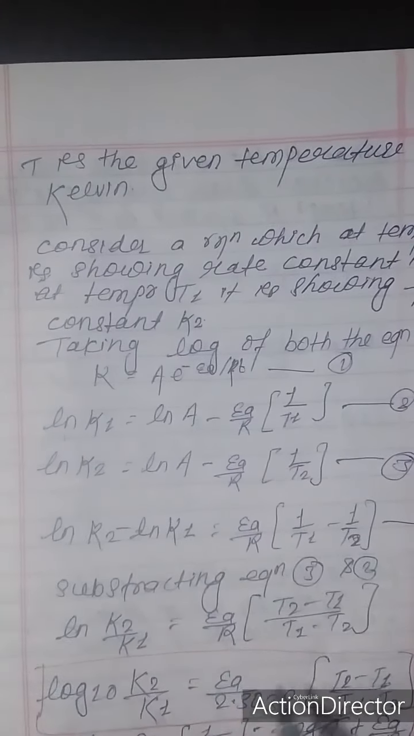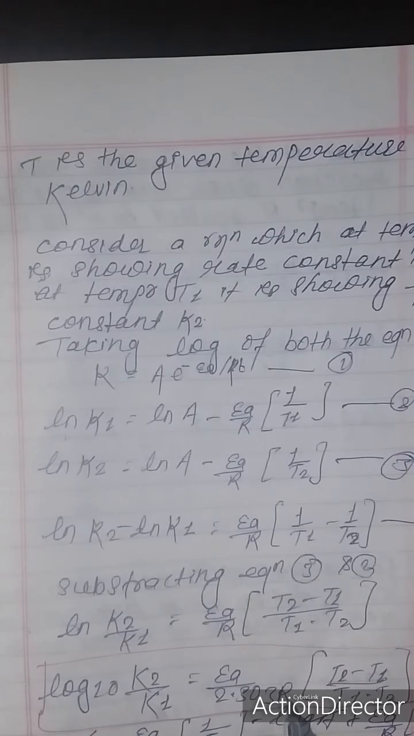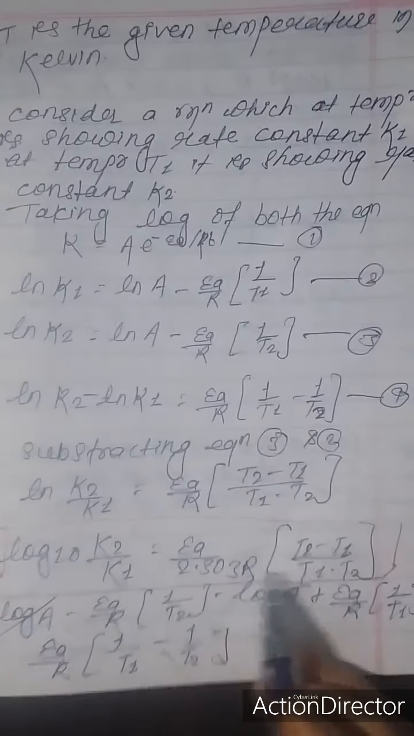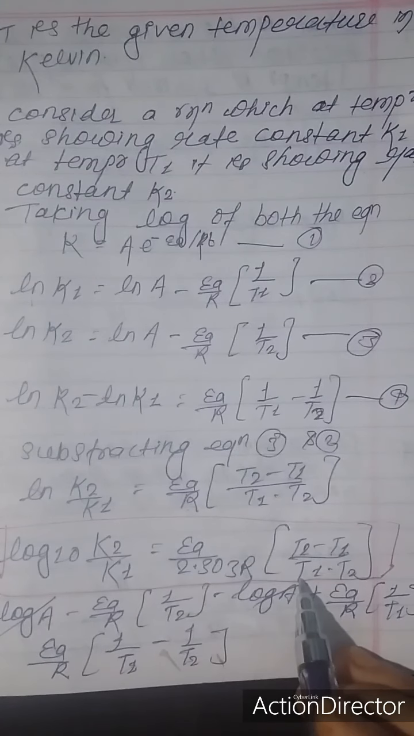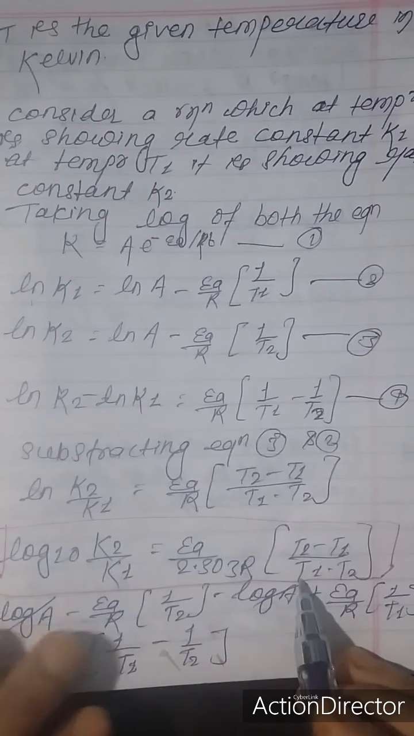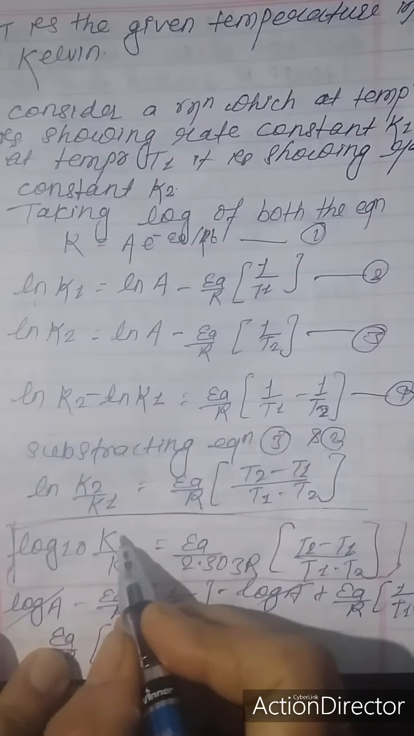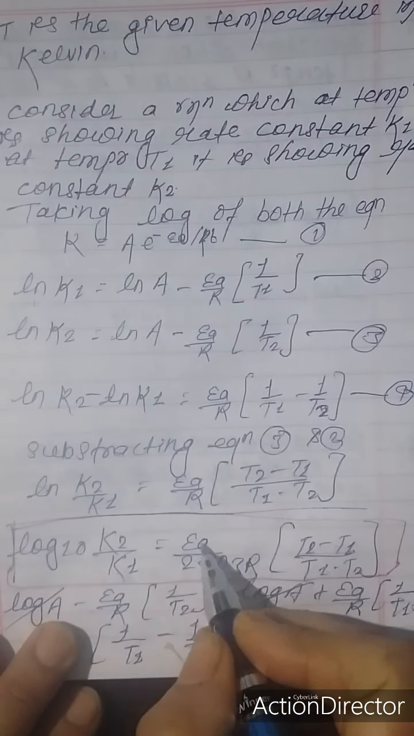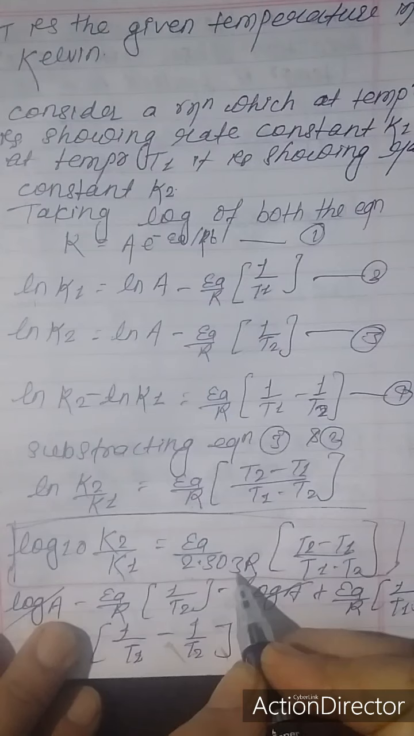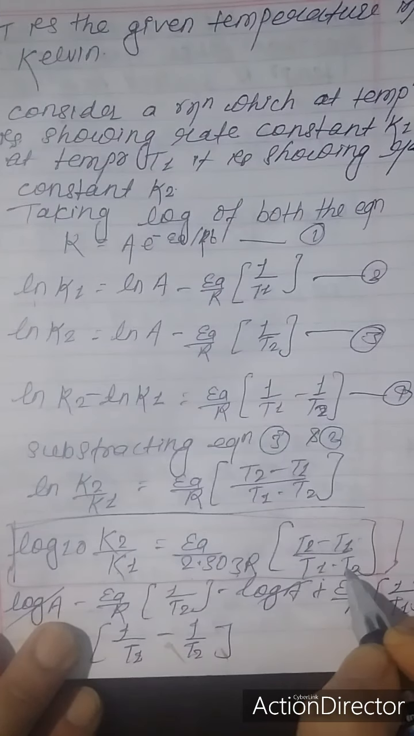So this you can take here, 2.303 R, T2 minus T1 upon T1 T2. So this will be the main equation, that is log base 10 k2 upon k1 is equal to Ea upon 2.303 R, T2 minus T1 upon T1 T2.